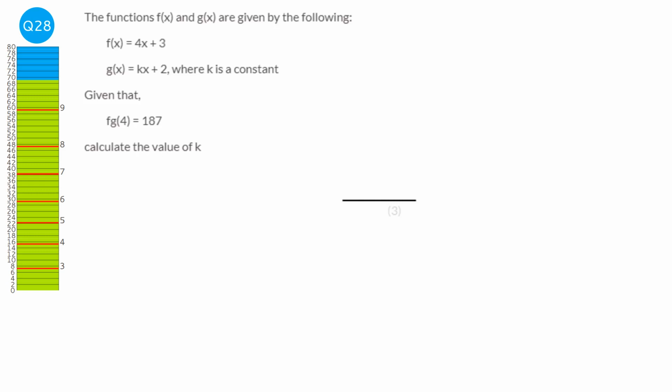We're going to first of all work out what the function fg of x is. And to do that, what we're going to do is just feed in the value of g of x, the function kx plus 2. We're going to feed that in as the value of x in the f of x function. So instead of 4x, it'll be 4 lots of kx plus 2 and then plus 3.